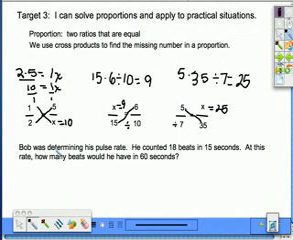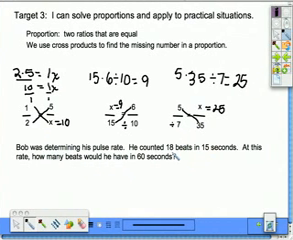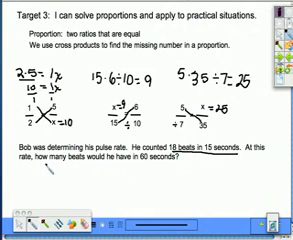Now I can apply proportions to solve problems. Bob was determining his pulse rate. He counted 18 beats in 15 seconds. At this rate, how many beats would he have in 60 seconds? Set up your first rate. It says at this rate, so we know that's a rate or a ratio. Set that up in fraction form.